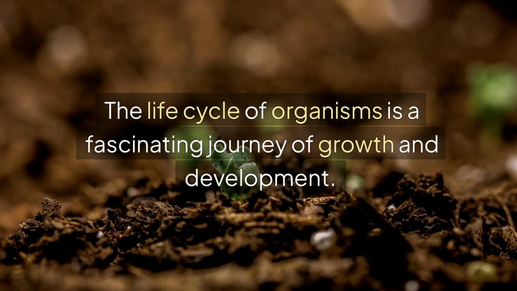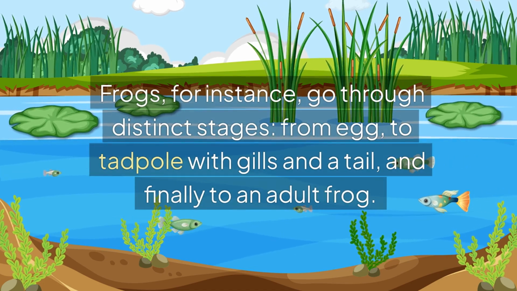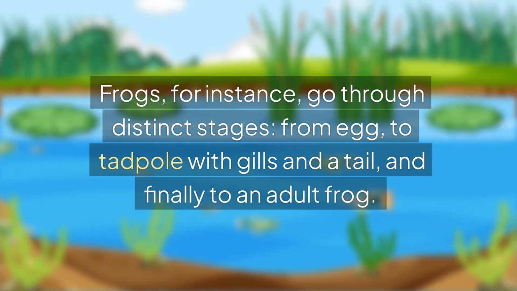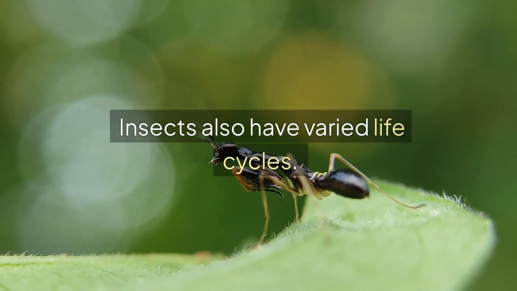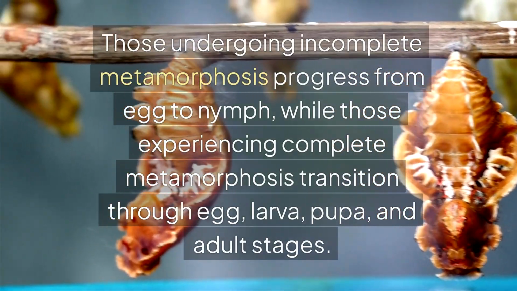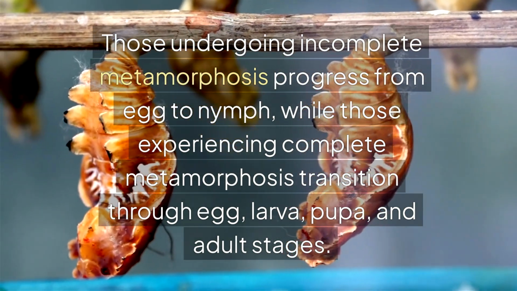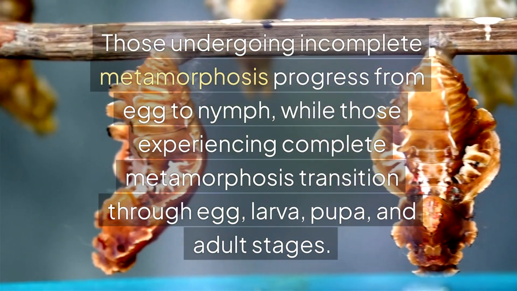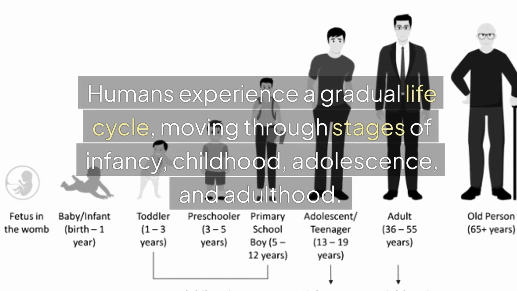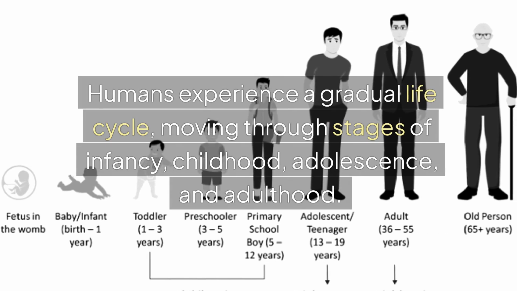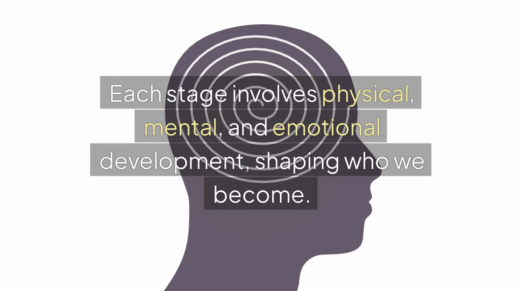The life cycle of organisms is a fascinating journey of growth and development. Frogs, for instance, go through distinct stages, from egg to tadpole with gills and a tail, and finally to an adult frog. Insects also have varied life cycles. Those undergoing incomplete metamorphosis progress from egg to nymph, while those experiencing complete metamorphosis transition through egg, larva, pupa, and adult stages. Humans experience a gradual life cycle, moving through stages of infancy, childhood, adolescence, and adulthood. Each stage involves physical, mental, and emotional development, shaping who we become.